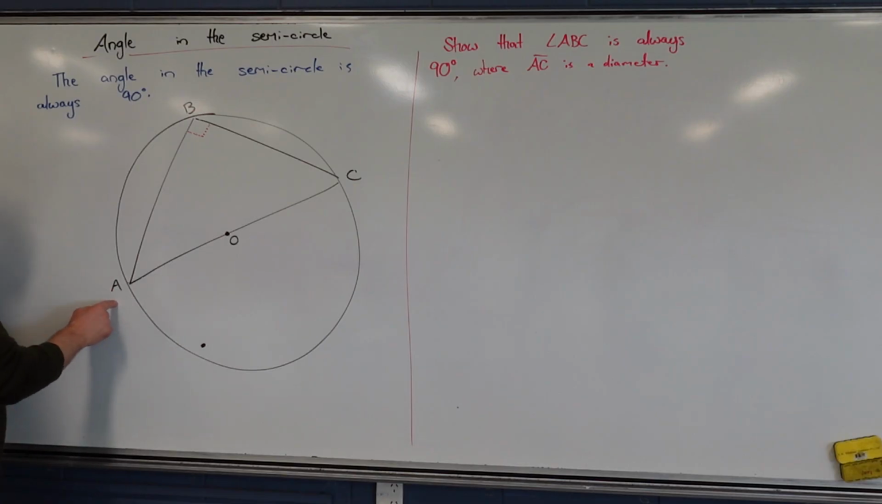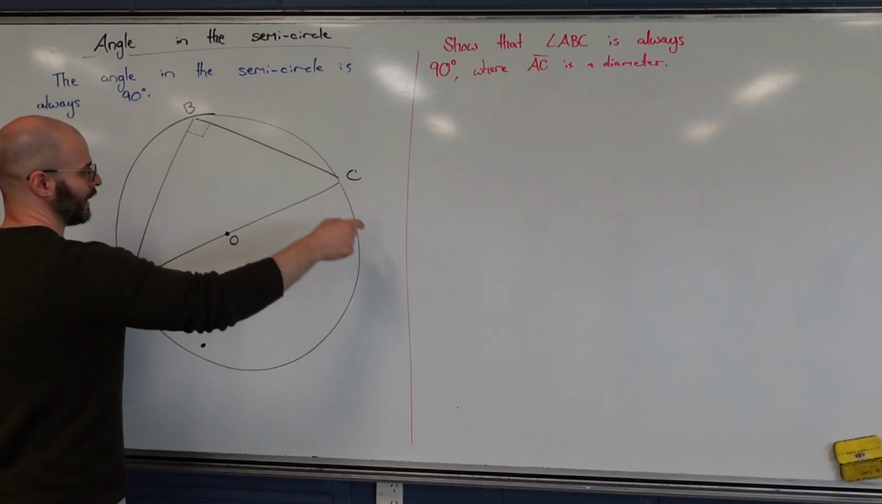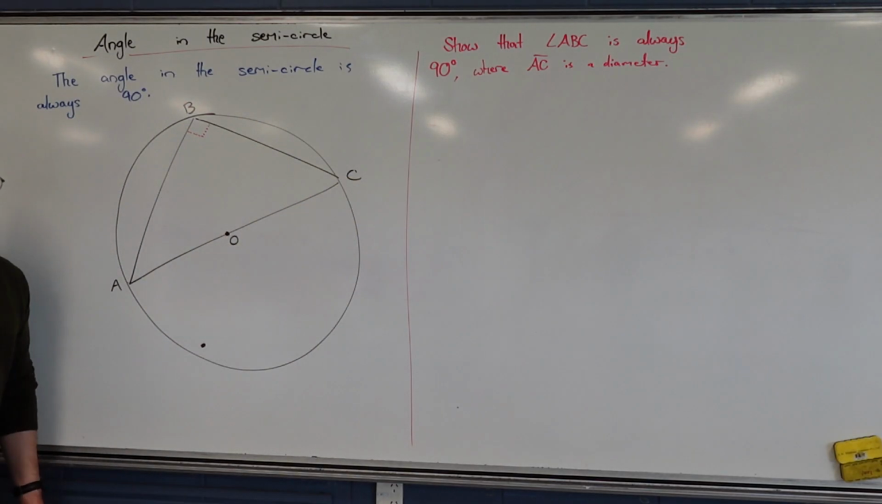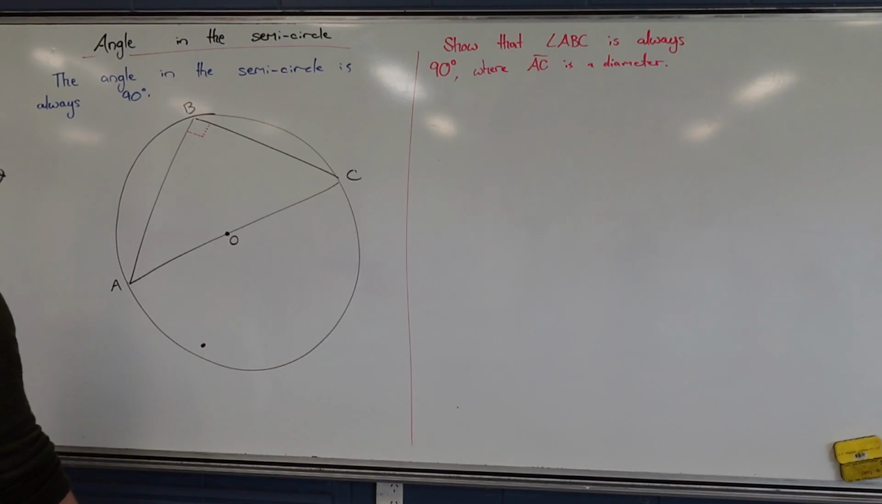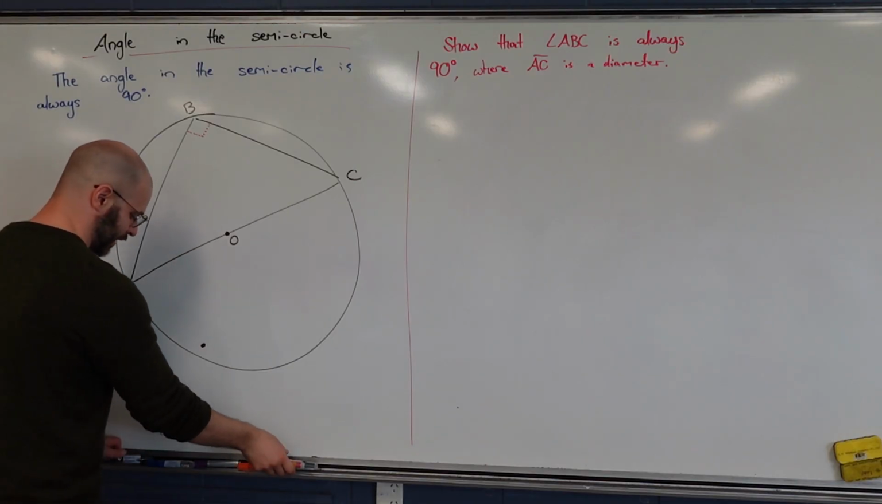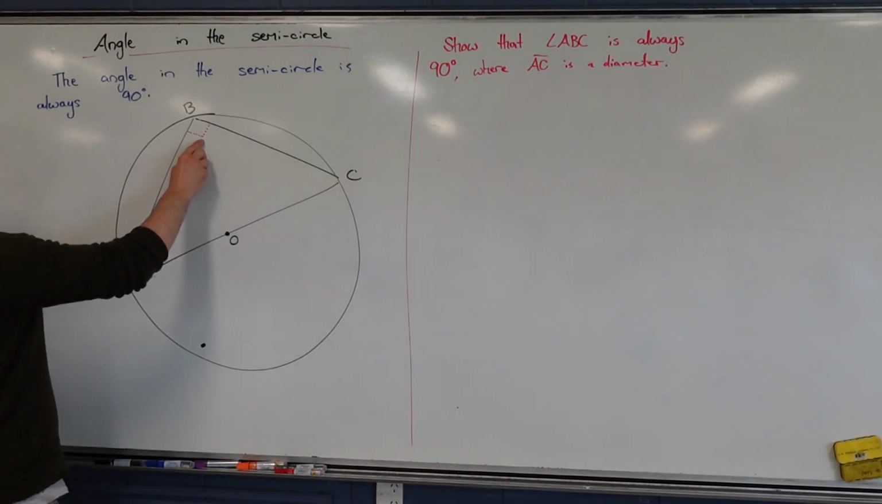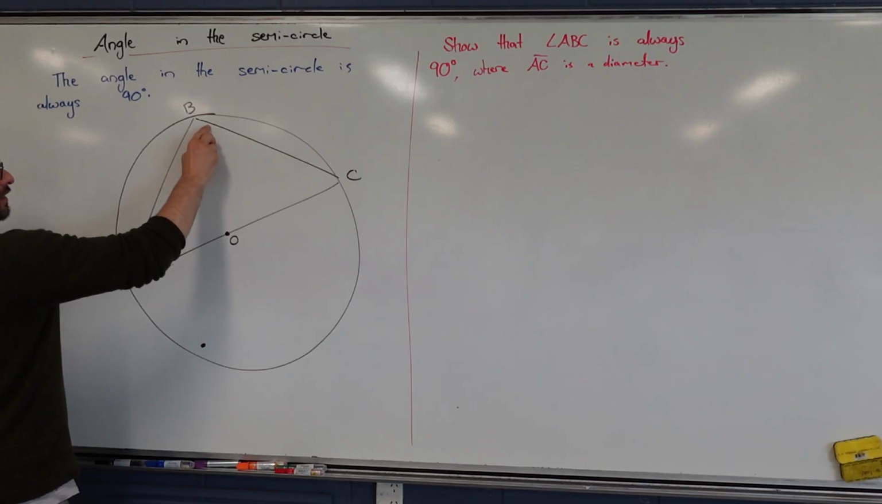We have A, we have B, and we have C. What shape is this? Triangle. Excellent. I was going to say don't think too hard about it, but 3 sides, 3 angles, it's a triangle. And we're trying to show that this is 90 degrees, so I'm going to just remove it for now.